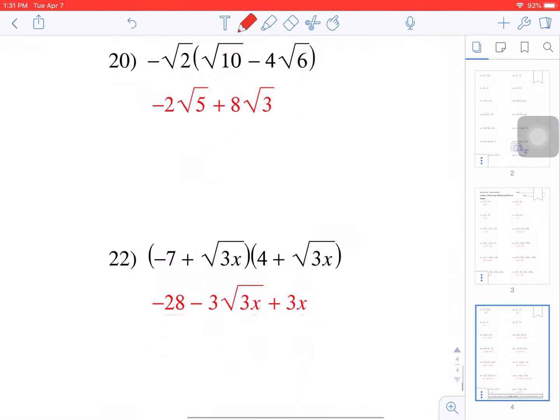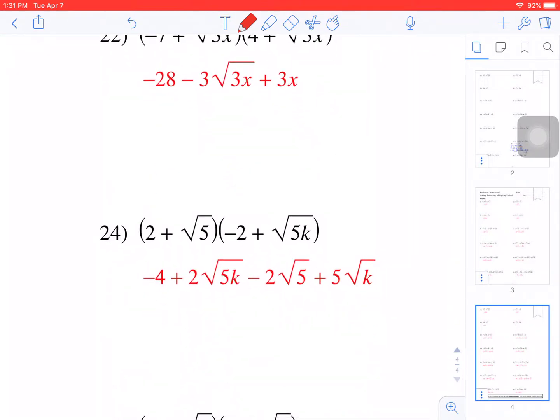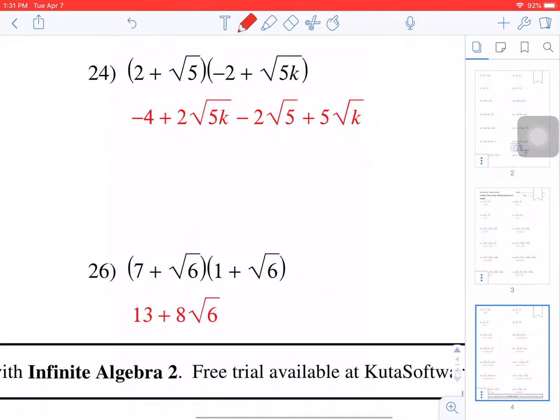Scroll down a little bit here. So you just write that all out and that's your final answer. The same thing would be true for number 26.